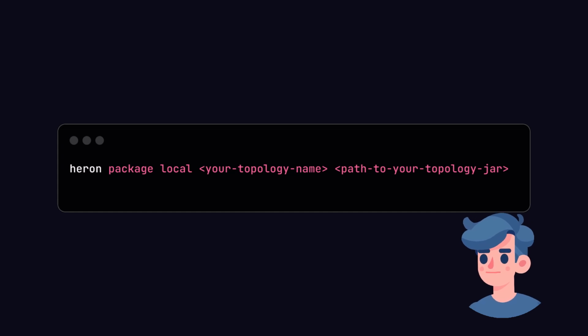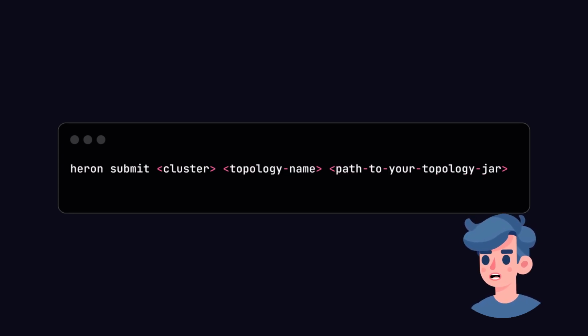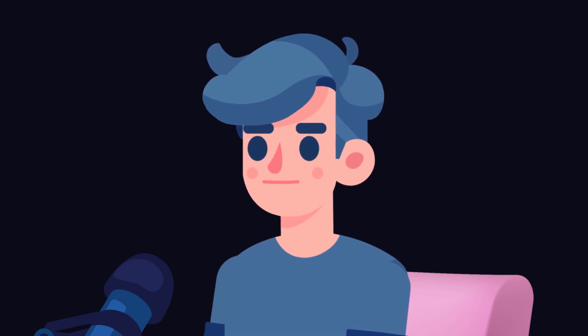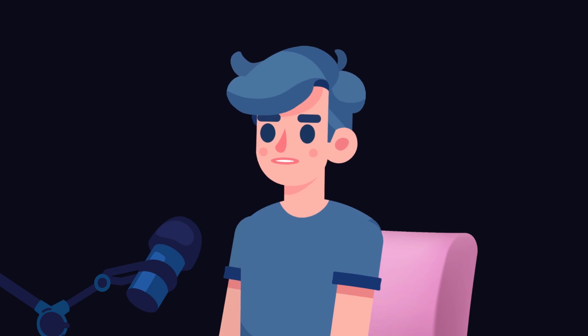Remember to replace your topology name with your chosen name. After packaging, submit the topology to the Heron cluster using the following command. It is crucial to monitor the performance of your topology once it is deployed in a production-like environment. Once deployed, you can manage and monitor your topologies using the Heron UI. The UI provides insights into the performance metrics and allows troubleshooting of any issues your topology faces in a production setting.